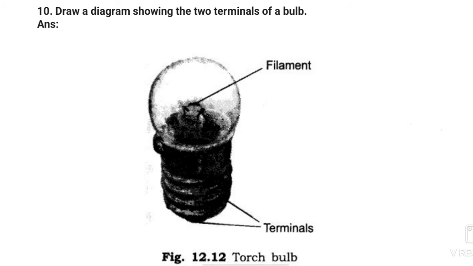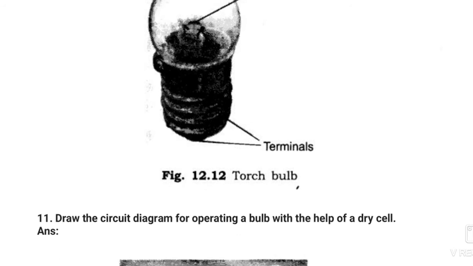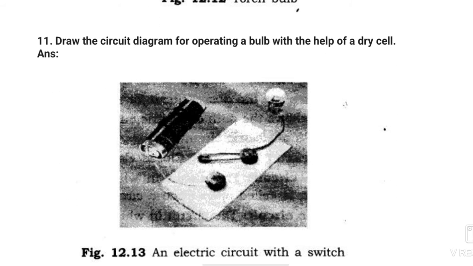Students, here you can see the torch bulb, and inside the bulb you can see a thin wire-type structure called its filament. Next, you can see its two terminals. Next, draw the circuit diagram for operating a bulb with the help of a dry cell.